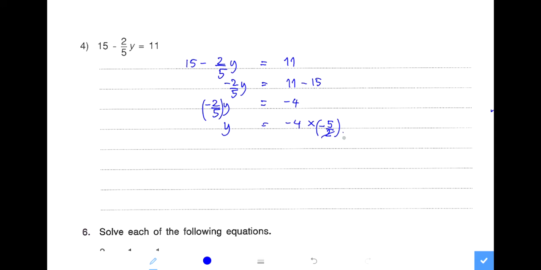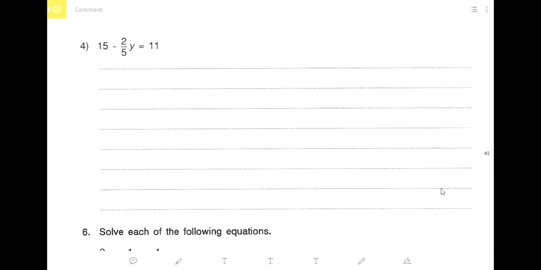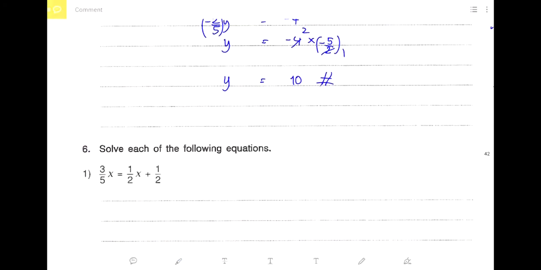So my y is negative 2 times negative 5. Negative times negative is positive, and that positive is 10. Okay, finished. Very easy. Let's go to the next one.